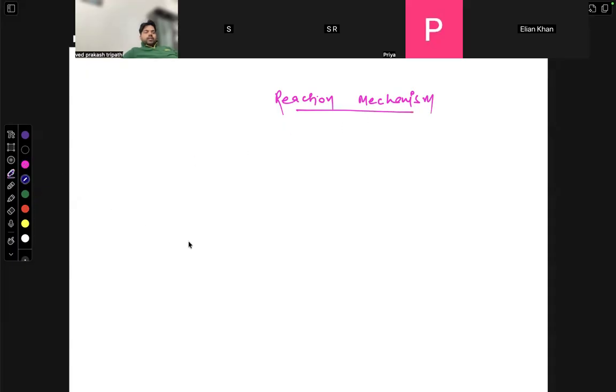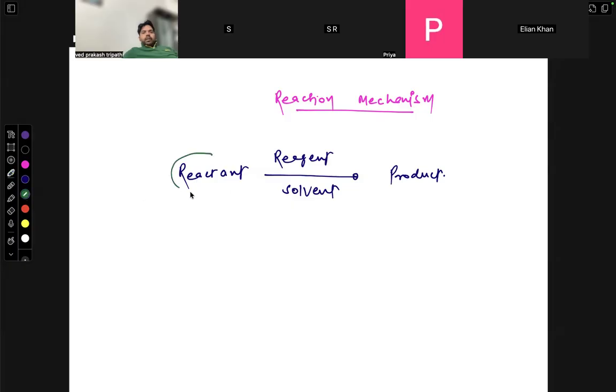In reaction mechanism, we have a reactant species. It is treated with a reagent in the presence of a solvent, and then it forms a product. Again, listen to me. In a reaction, we have a reactant molecule, reagent, and solvent.